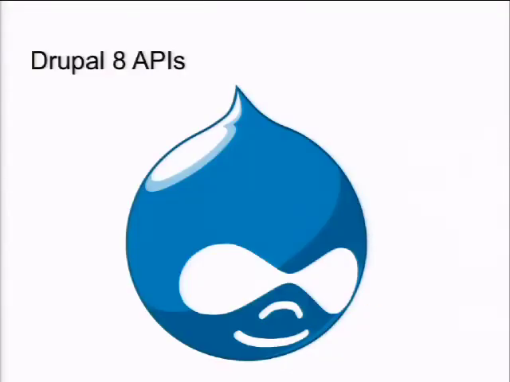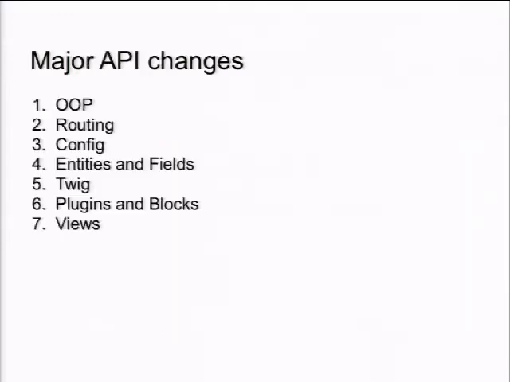So now we want to get into some of the Drupal 8 APIs. This is going to be more of a talky thing than a hands-on thing, and Alex will be leading this part. By comparing and contrasting a Drupal 7 to a Drupal 8 module, he's going to walk through the major API changes of Drupal. Those include the move to object-oriented programming, the new routing system and how you define pages and forms, the new configuration system, how entities and fields have changed, Twig, plugins and blocks, and views.